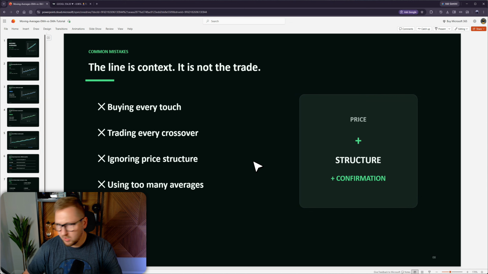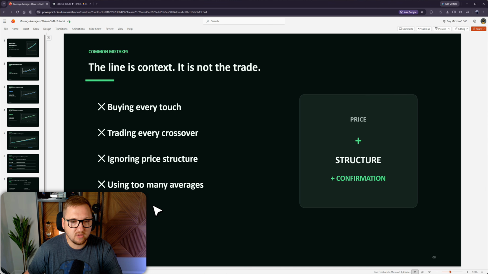So you cannot just sit there and say, oh, this line is here, so as soon as it hits it, every single time we're going to bounce off it. That's not how this works. That's not how life works. We know that there are no certainties, right? So you cannot buy every touch. You cannot trade every crossover.